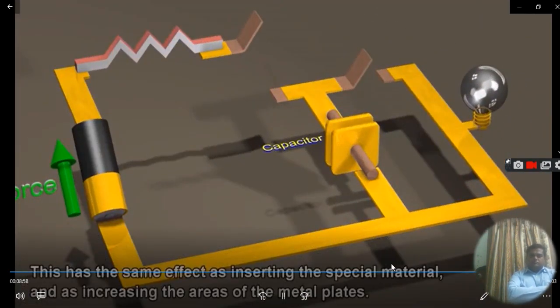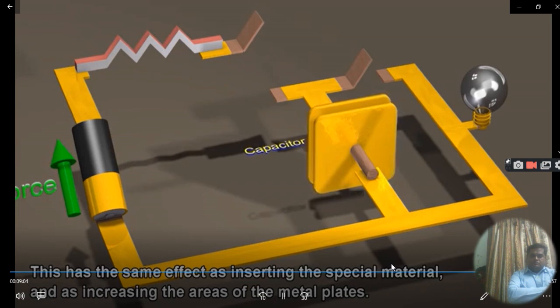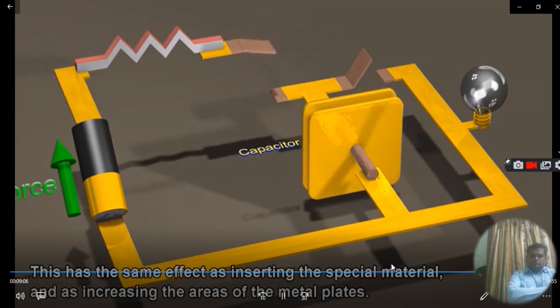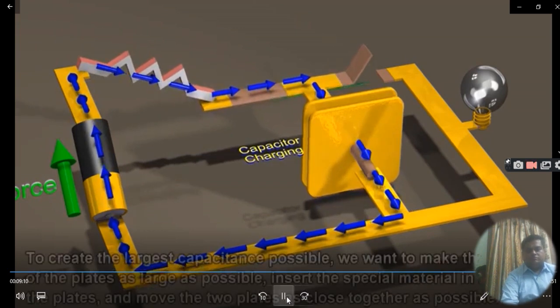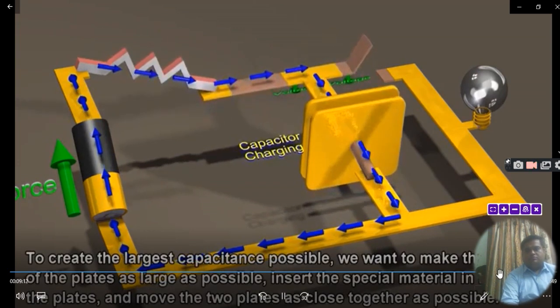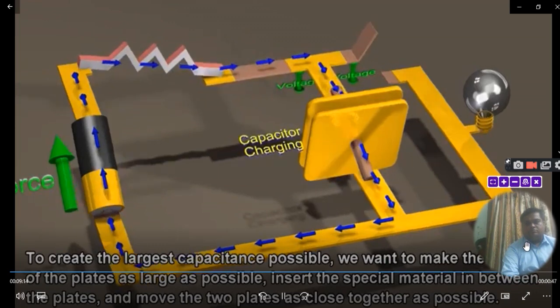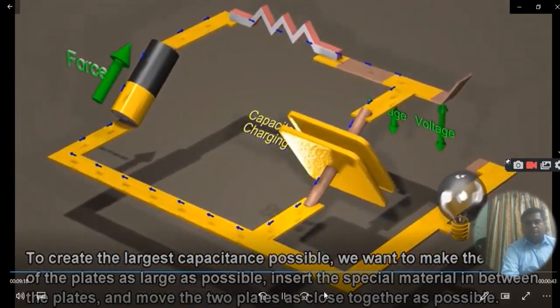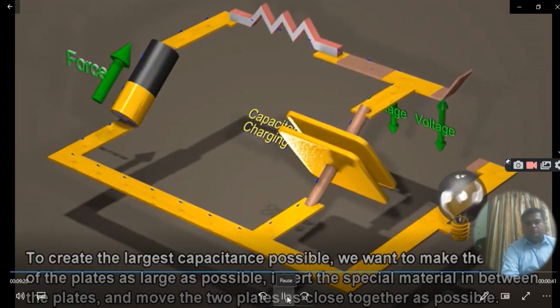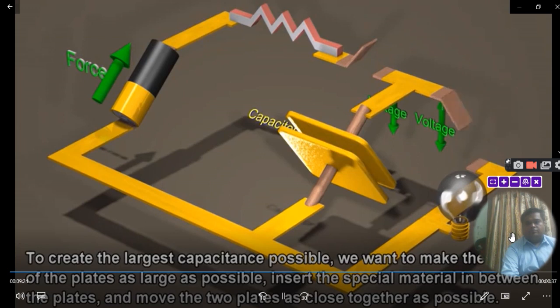This has the same effect as inserting the special material and as increasing the areas of the metal plates. To create the largest capacitance possible, we want to make the areas of the plates as large as possible, insert the special material in between the plates, and move the two plates as close together as possible.